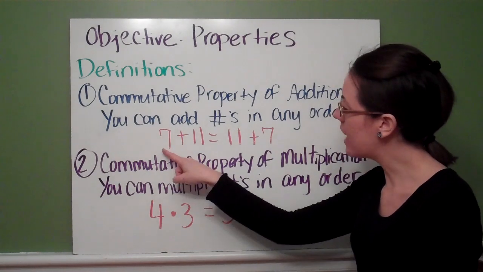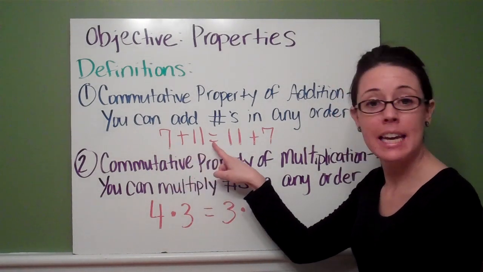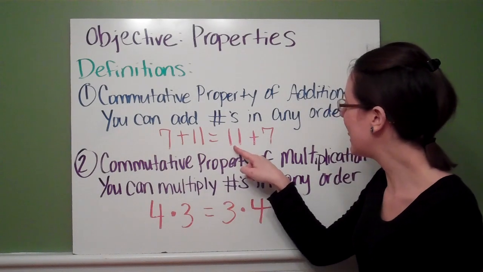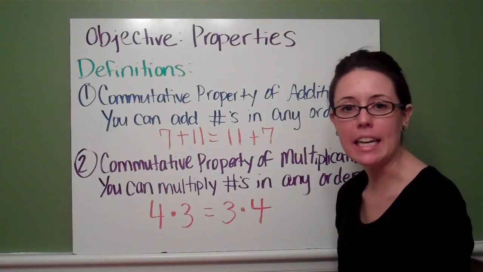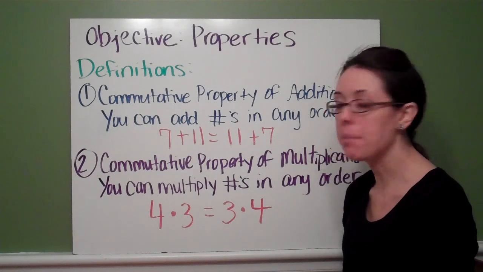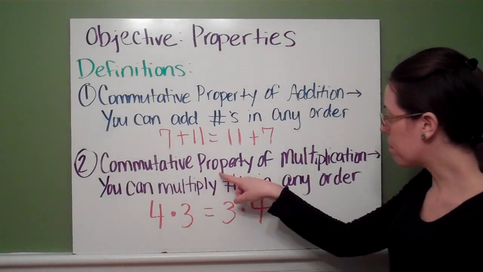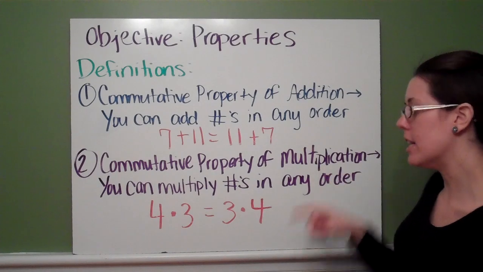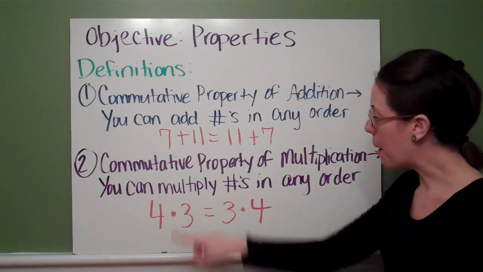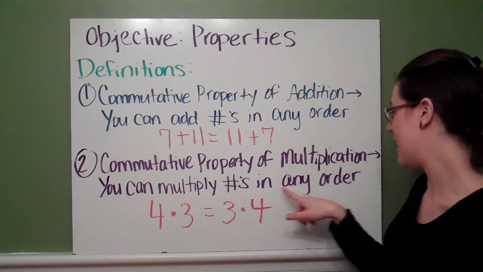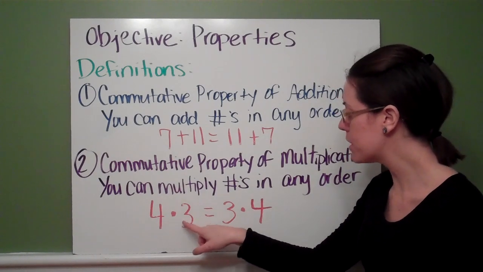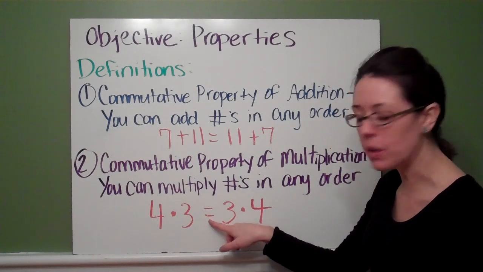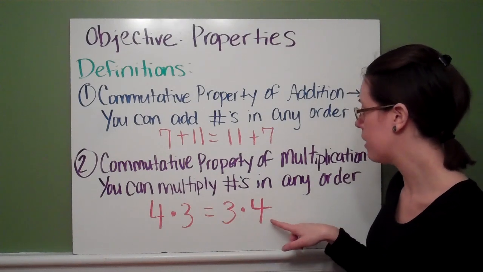Example, 7 plus 11 is equal to 11 plus 7. You can add numbers in any order. Definition number 2. The commutative property of multiplication tells us you can multiply numbers in any order. Example, 4 times 3 is equal to 3 times 4.